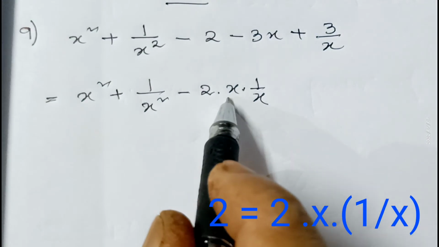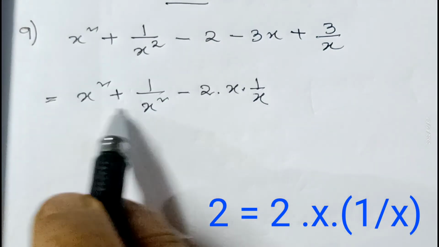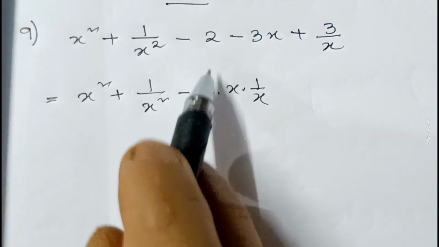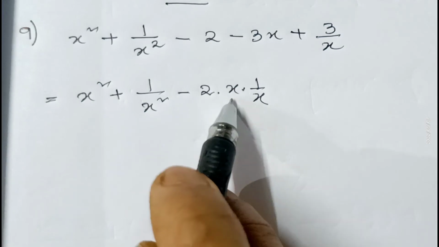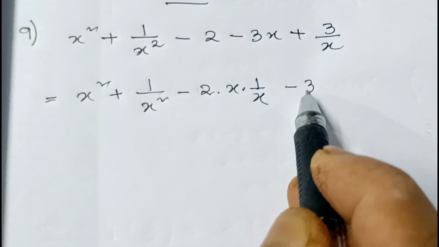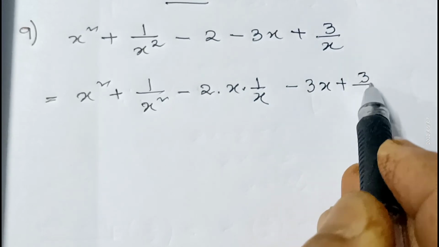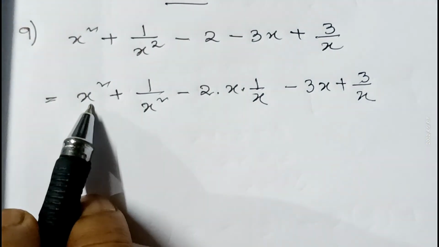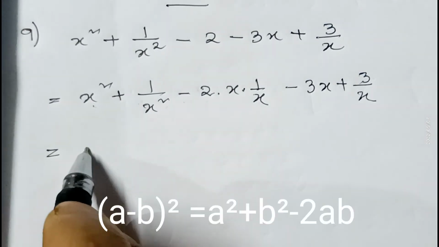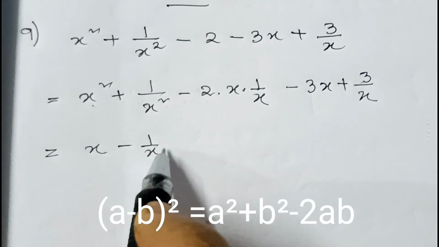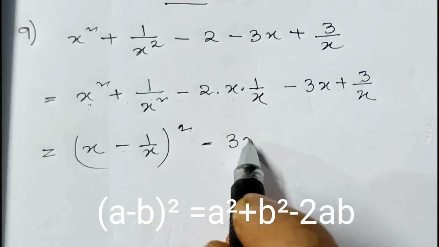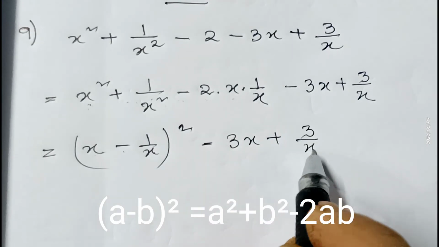This x and this x will cancel each other, so this part and this part will be same. x square plus 1 by x square minus 2. And this x and x will cancel each other, so overall this is 2 only. Here it will be minus 3x plus 3 by x. Now a square minus twice ab plus b square will be a minus b whole square, and we are left with this part, which is minus 3x plus 3 by x.